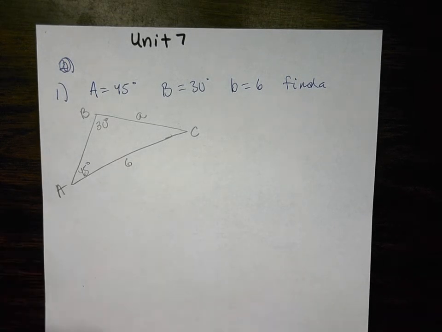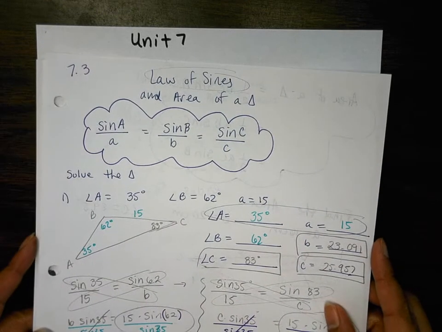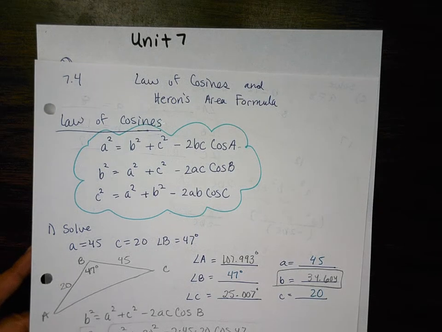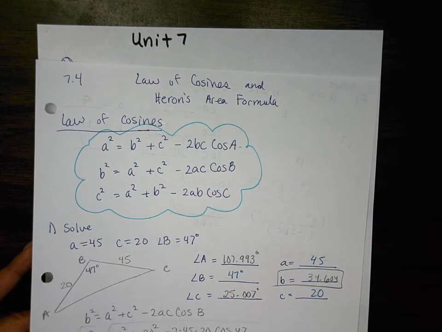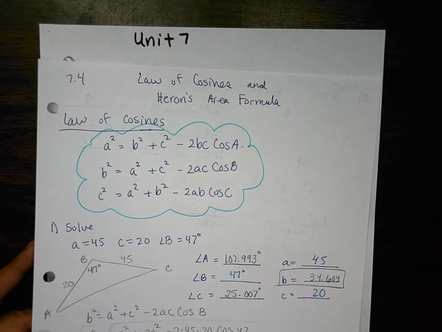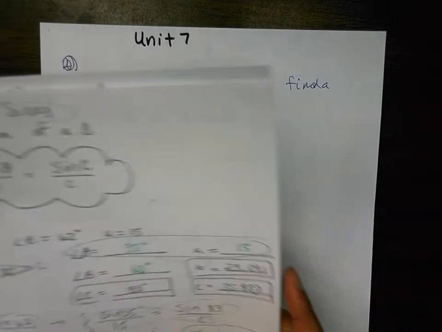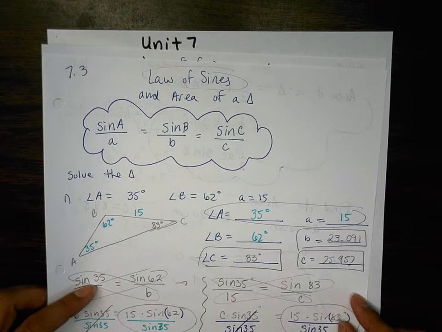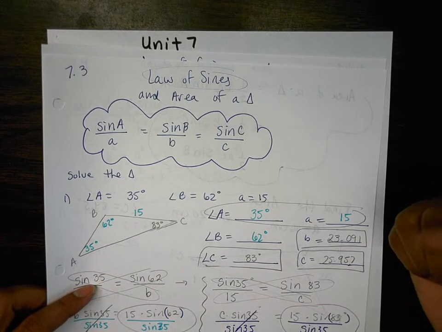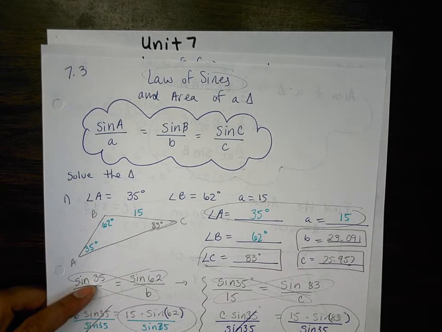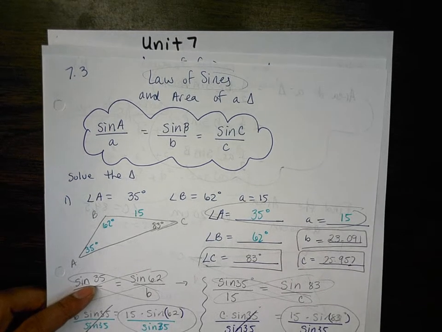All right, so we have 2 choices. Do you guys remember? You have it in your notes, those of you that have kept your notes organized. You have law of sine formulas and you have law of cosine formulas. That was 7.3 and 7.4. So, law of sines we used when we knew an angle and its corresponding side, and we were looking for another angle or side and knew its corresponding piece.